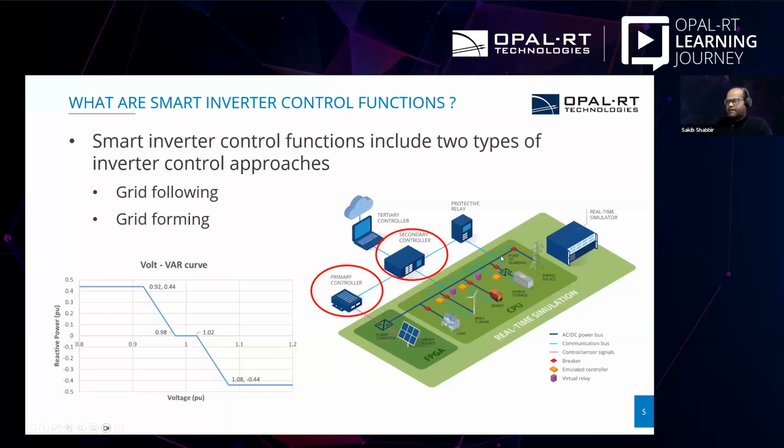But if a situation arises where the grid suddenly gets disconnected, the whole distribution system becomes islanded. In that case, the generation units available in this distribution system have to take charge to form a grid, so that the voltage and the frequency can be maintained by dispatching the required active and reactive power. In that case, we address them as a grid forming inverter.